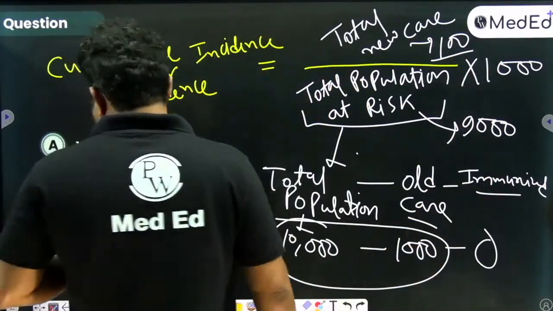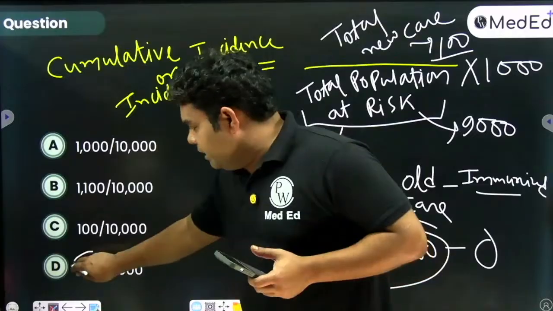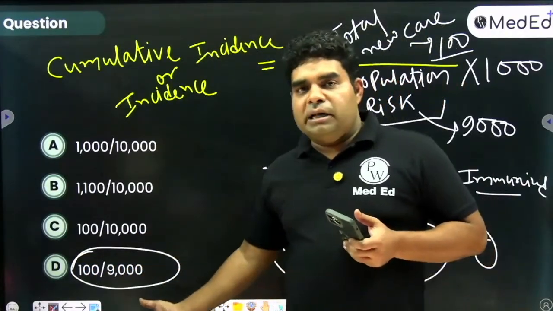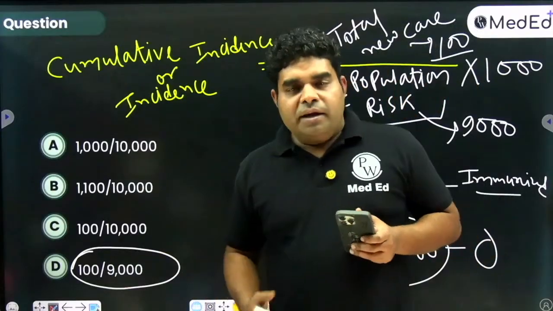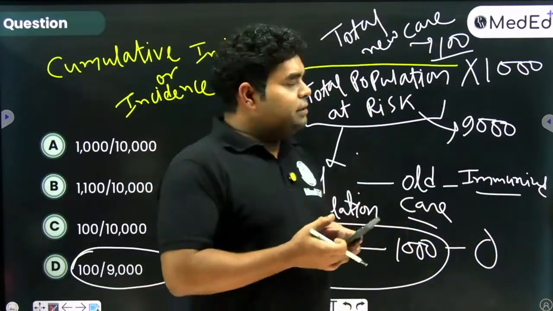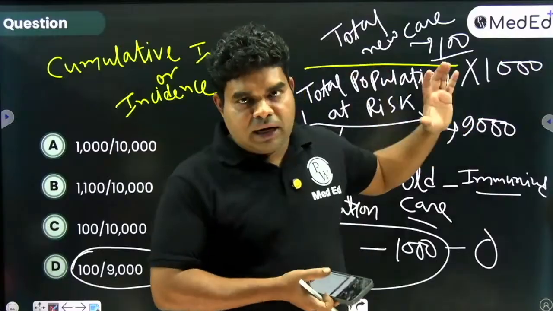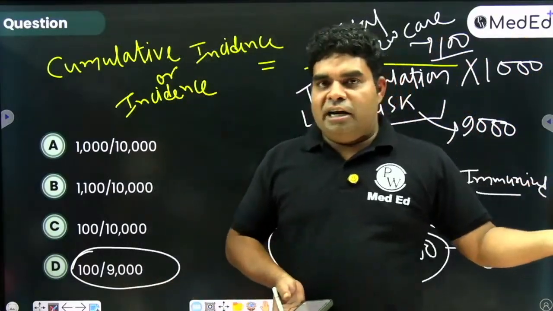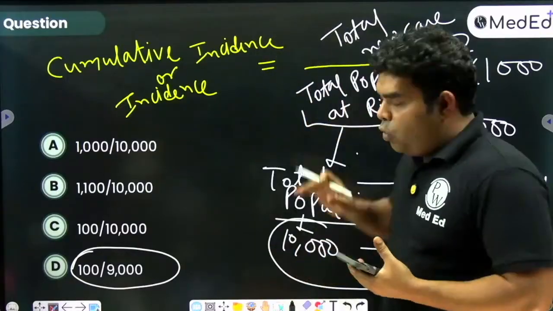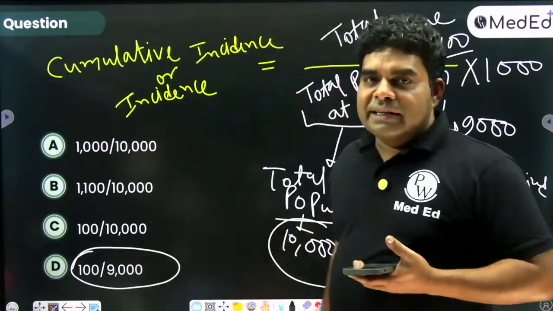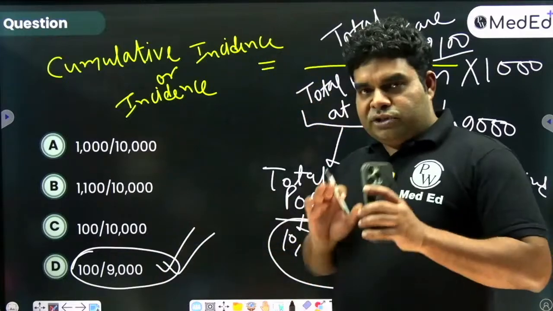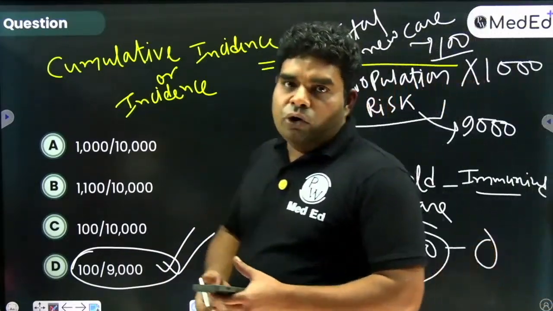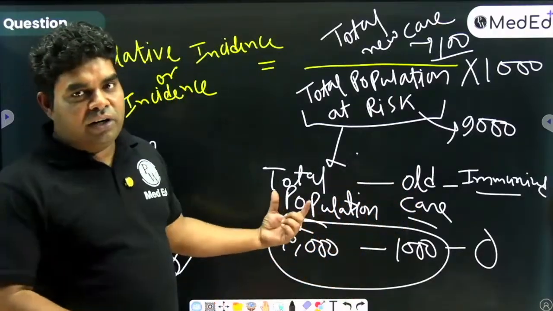Okay, so what will the answer be? 100 by 9,000. If you want the answer in percentage, you can multiply this 100 by 9,000 with 100. If you want the exact incidence, the correct formula is to multiply by 1,000. So sometimes we multiply by 1,000, sometimes by 100 if we want the answer in percentage. That means the main core part will be 100 by 9,000. This is the cumulative incidence. So just remember, whenever they ask cumulative incidence, in the denominator subtract old cases from the total population and you will get the answer.